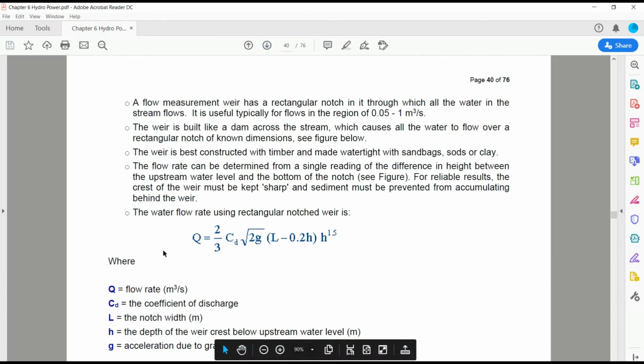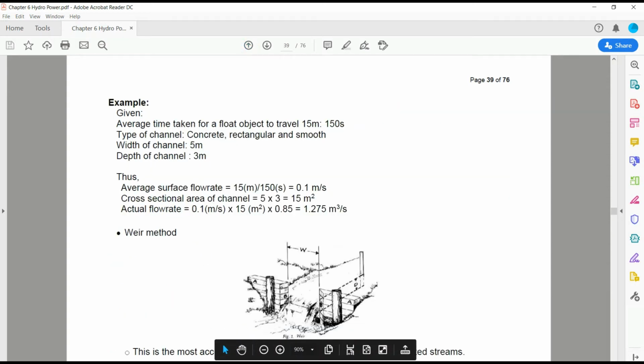For reliable results, the crest of the weir must be kept sharp and sediment must be prevented from accumulating behind the weir. So this is the crest. The crest here must be sharp. Okay, so all the sediment is left out on this side.